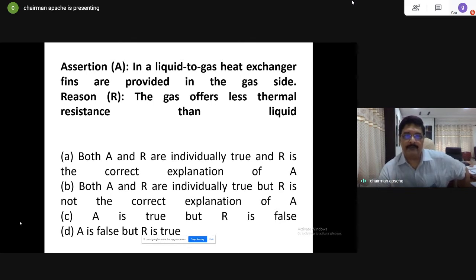So, very quickly we come to this assertion and reason, where we had a little confusion yesterday. Let me take that up. In a liquid to gas heat exchanger, fins are provided on the gas side. So that is the statement given. I told you a typical application is the car radiator, where the water circulated through the engine jackets reaches the header of the radiator. From there it dribbles down to the bottom header, the lower temperature header, and in between, as the water dribbles down through the tubes, the air flows across. It's a cross flow heat exchanger.